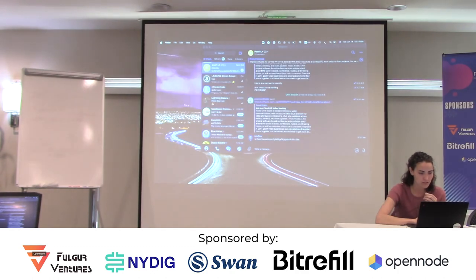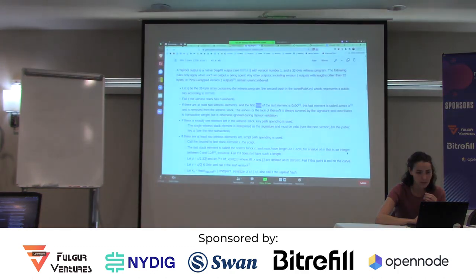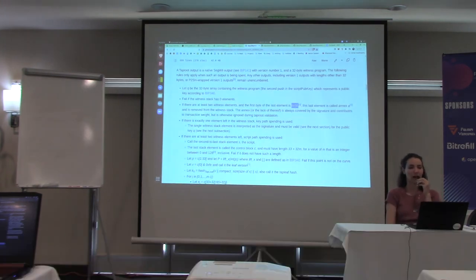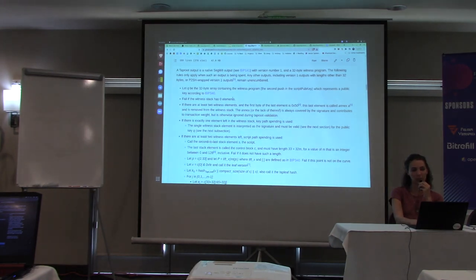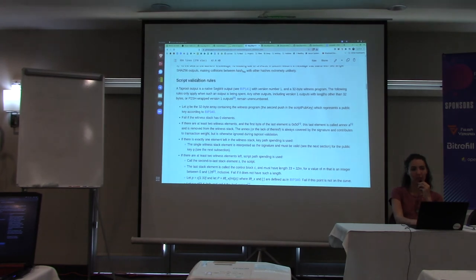If there are at least 2 witness elements and the first byte of the last element is 0x50, so you have to annotate that you're including data in the witness stack that is annex data. And you do that by putting a byte 0x50 at the beginning of it. It has to be the last element in the witness stack. It is called an annex and it is removed from the witness stack before you begin validation. So it is included in your witness data, but when you're starting to do script validation rules, it gets thrown away. But it's always covered by the signature, and we just saw how it's covered by the signature because they modified the Zcash algorithm. And it contributes to the transaction weight.